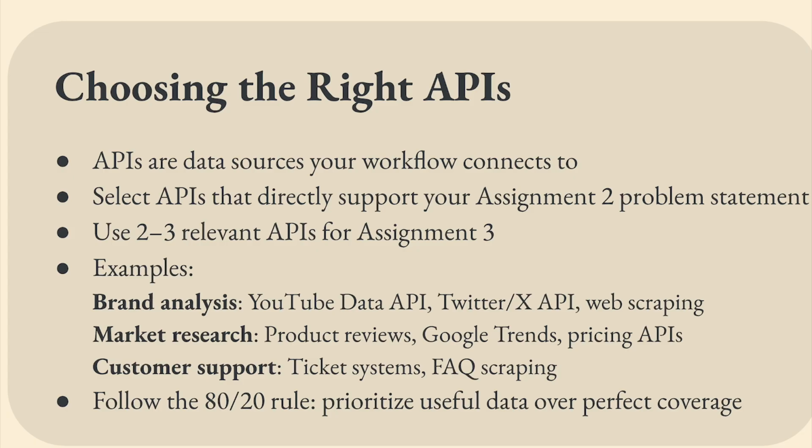Before we dive into the technical setup, let's talk about choosing the right APIs for your Madison project. You need to use at least 2 to 3 data sources relevant to your specific problem. For brand analysis project, consider YouTube Data API, Twitter API, or web scraping tools. For market research, look at product review APIs, Google Trends, or price comparison sites. For customer service projects, support ticket databases or FAQ scraping would be appropriate. The key is selecting the sources that provide data directly relevant to your problem statement.